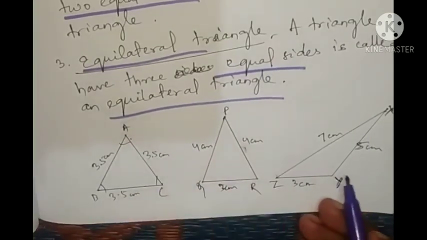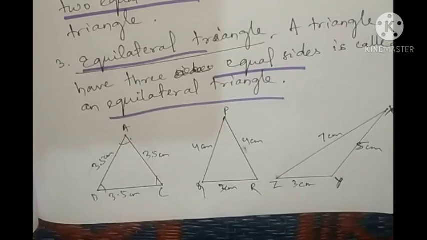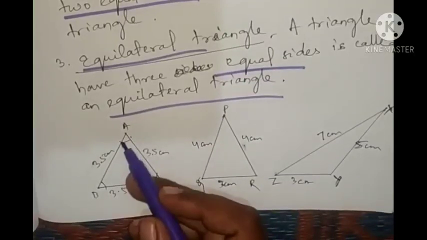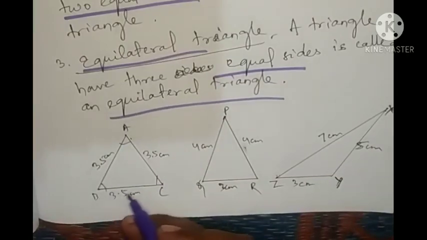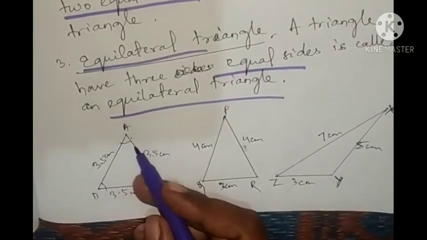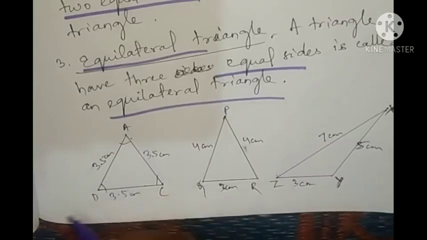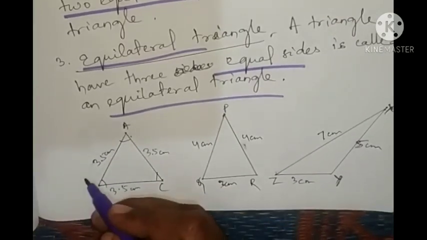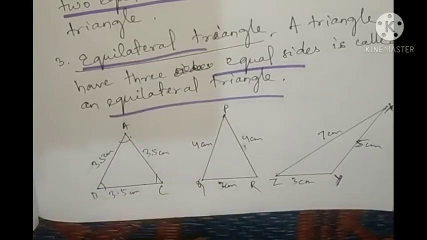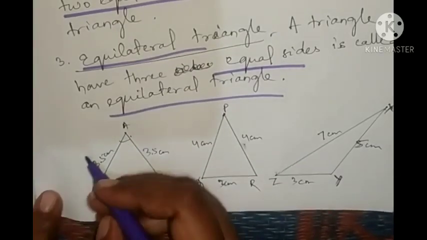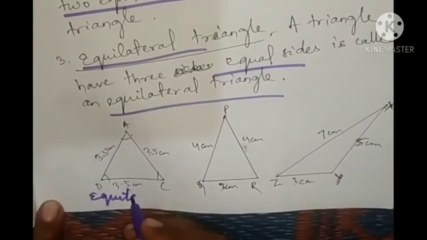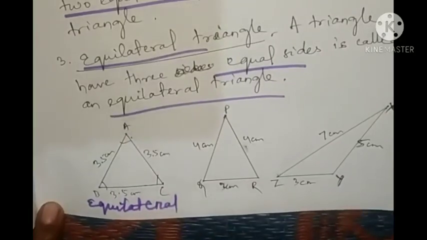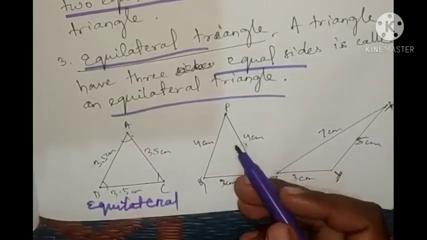So let's see. Look at here, 3 triangles are given. Let's see which is scalene, which is isosceles and which is equilateral. The sides are given. Here AB is 3.5 cm, BC is also 3.5 cm, AC is also 3.5 cm. All 3 sides are equal, so it is an equilateral triangle.